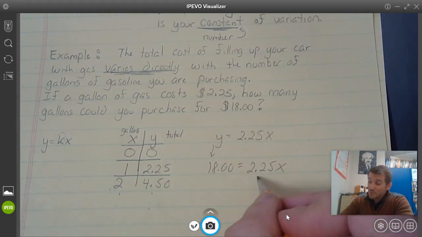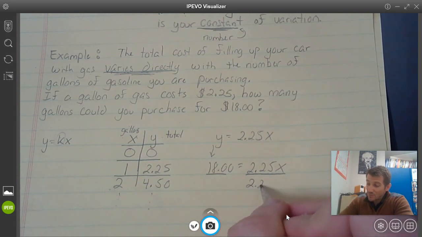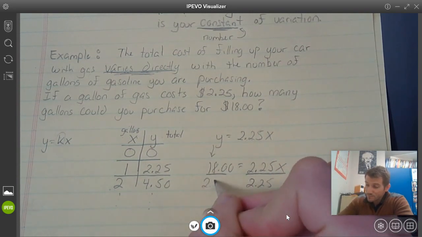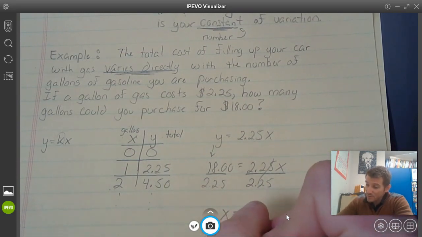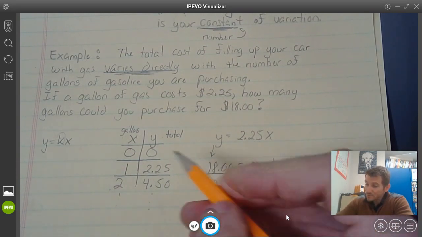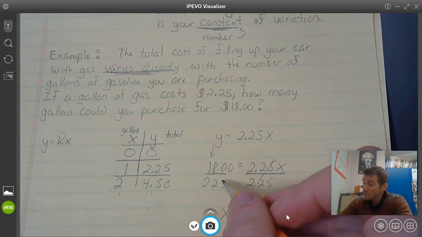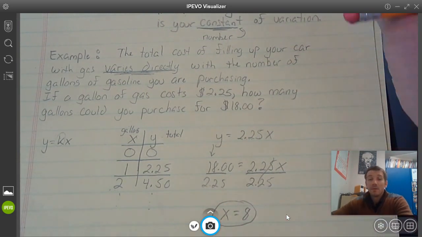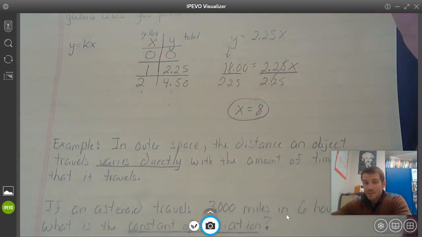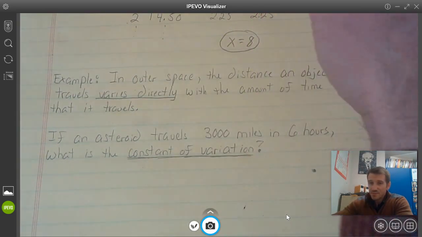And finally, how many gallons would I be able to get? Well, I would divide both of these numbers by 2.25. And final answer, X would equal our number of gallons, right? Would equal, and I believe that is, wait for it, 8. That is it. Okay. Next part, second and last example, keeping it simple today.